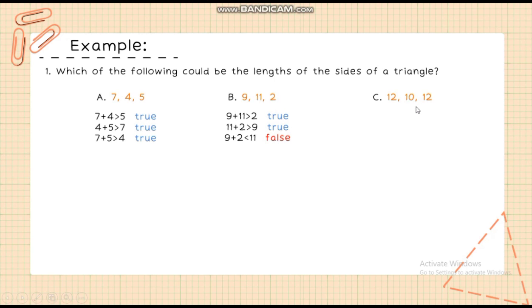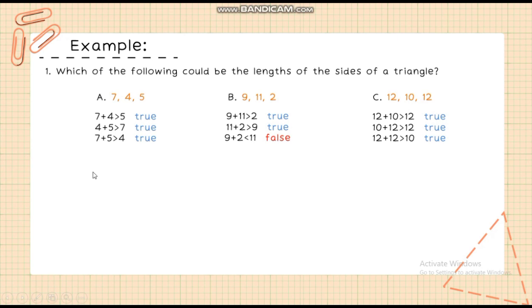Let us have these last side lengths: 12, 10, and 12. 12 plus 10 is greater than 12, which is true. 10 plus 12 is greater than 12, which is true again. And 12 plus 12 is greater than 10. So, since these side lengths satisfy the theorem, therefore these side lengths can form a triangle.